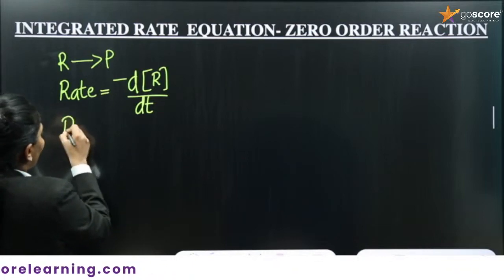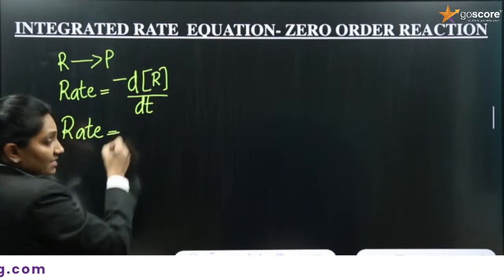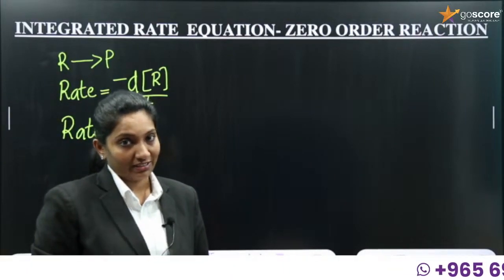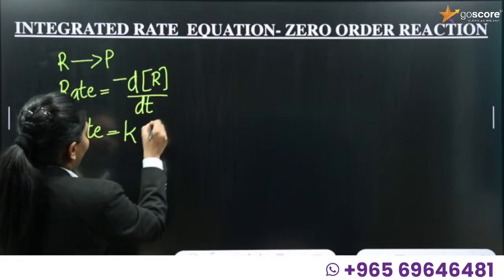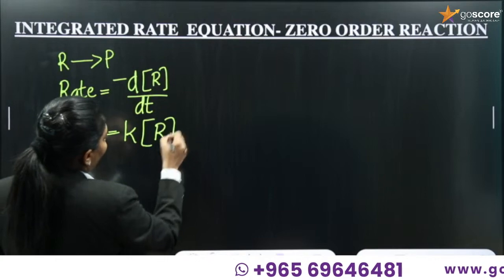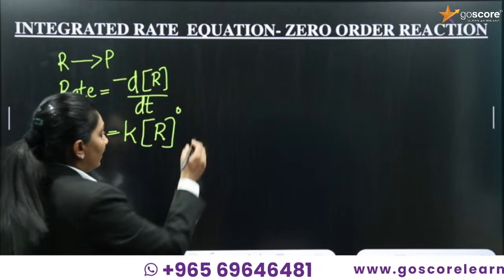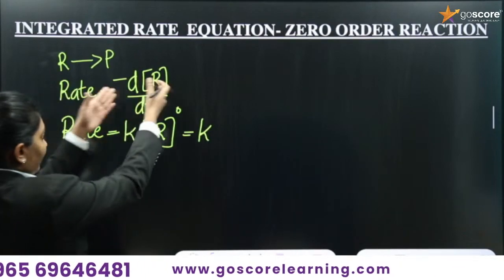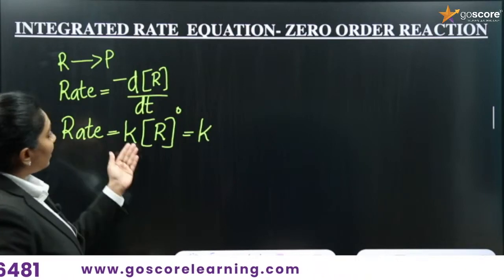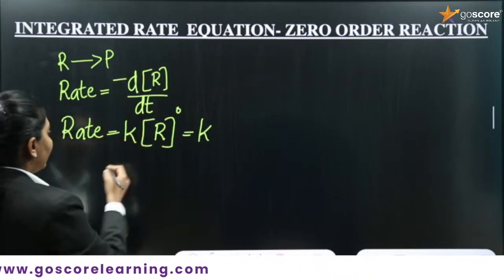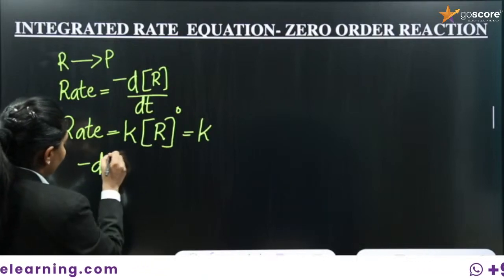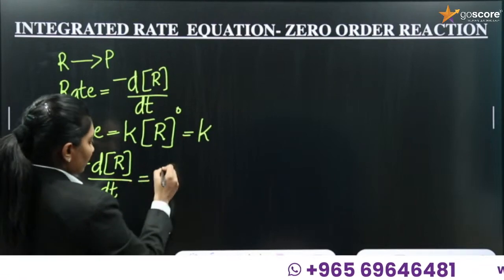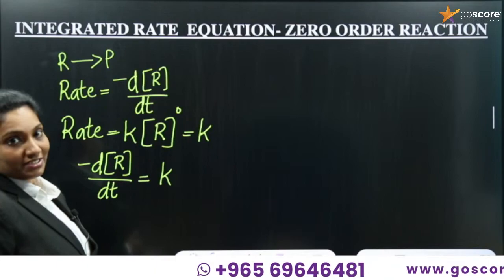So as per the rate law, how can we write the rate? Since it is a zero order reaction, the rate is independent of the concentration of reactant. So the rate is equal to K into the concentration of reactant with power 0. That is, rate is equal to K. Okay. So rate is equal to minus dR by dt, and rate is equal to K. So I can relate these, right? It will be minus dR by dt is equal to K, the rate constant K, right?